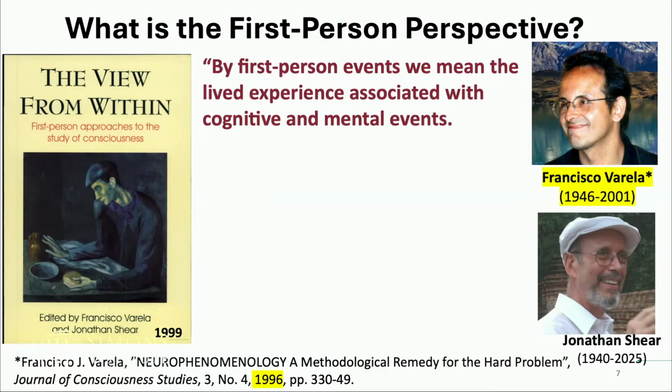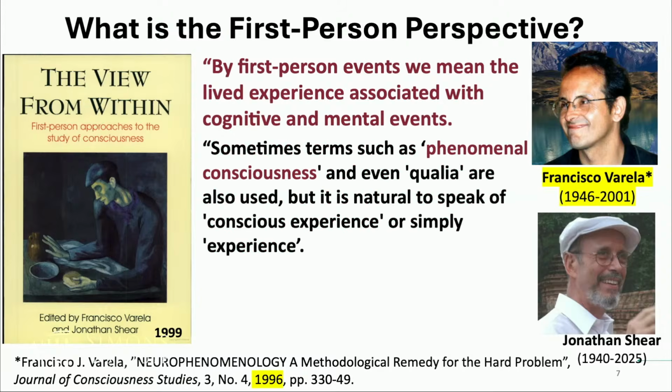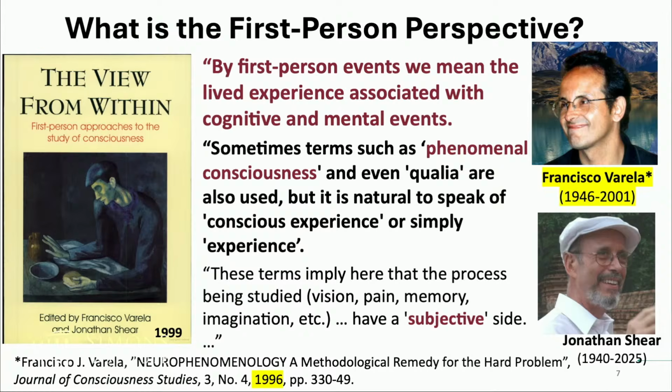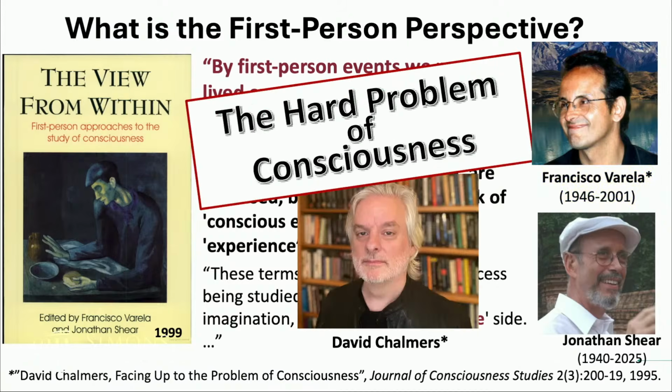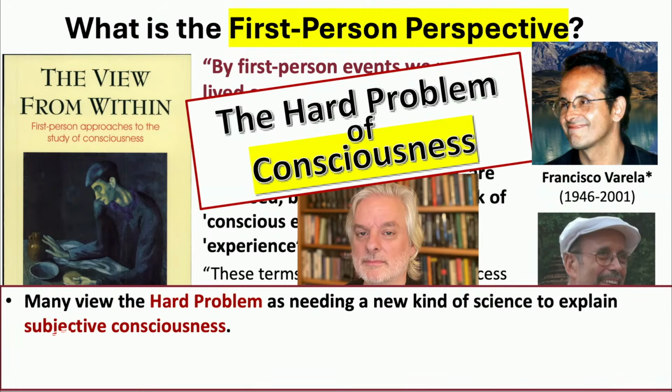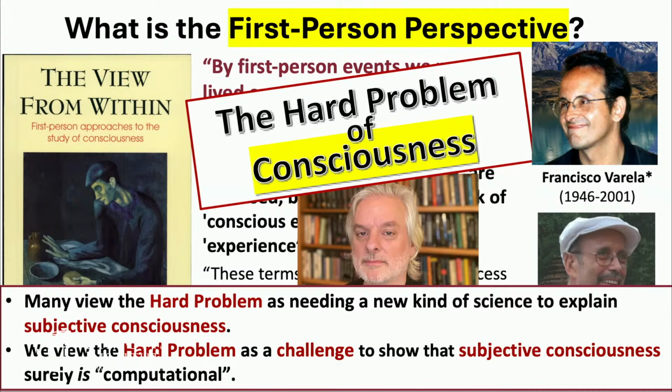What he says is, by first-person events, we mean the lived experience associated with cognitive and mental events. Sometimes terms such as phenomenal consciousness and even qualia are also used, but it is natural to speak of conscious experience or simply experience. These terms imply here that the process being studied, vision, pain, memory, imagination, etc., have a subjective side. Of course, what he's talking about is the hard problem of consciousness, and I'm going to equate first-person perspective in this talk with the hard problem of consciousness. Many view the hard problem as needing a new kind of science to explain subjective experience, and we view the hard problem as a challenge to show that subjective consciousness surely is computational.